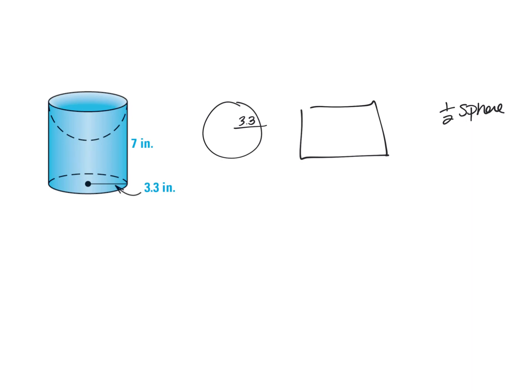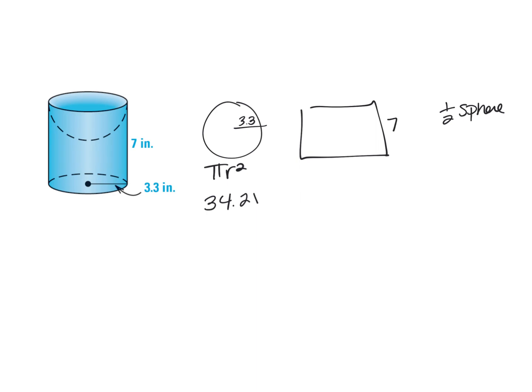So let's do the circle. So pi r squared. I still think they want us to go to 2 decimal places, so we will do that. So pi times 3.3 squared gives you 34.21.